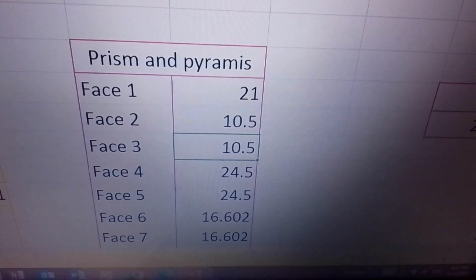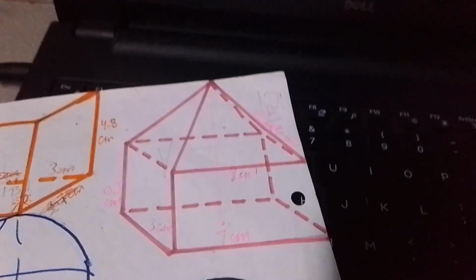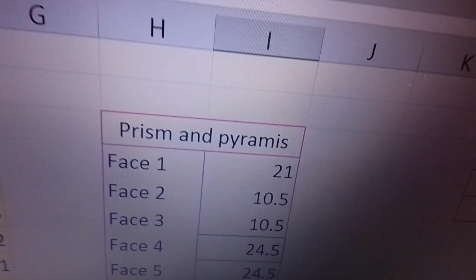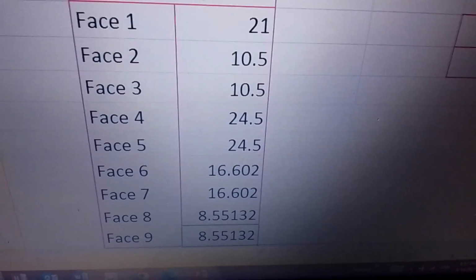Then we did the same thing again there. So, dalawang pairs. Okay? Then, front to back. That's 7 times 3.5, which yields you to have an answer of 24.5. And then, we still do more. Face 6, that's the pyramid already.